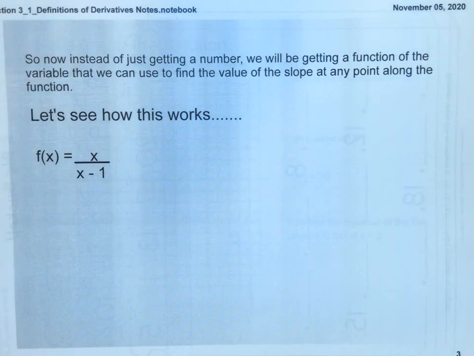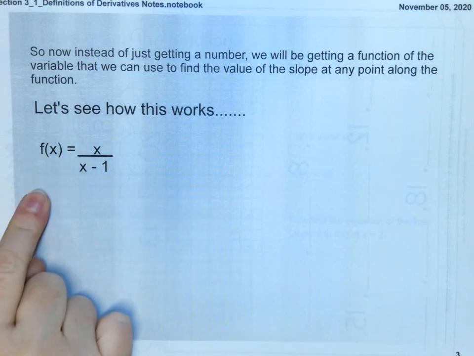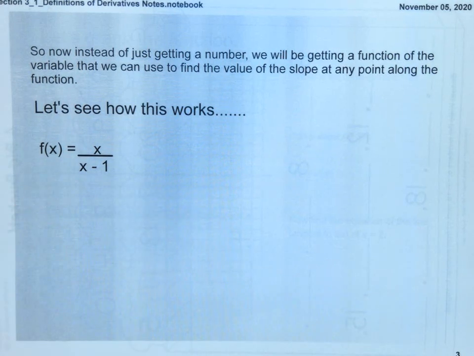Now, instead of getting a number, we're going to end up with a function of the variable that we can use to find the value of the slope at any point along the curve. In the last section, every time we wanted to find the slope at a different point, we had to redo the whole equation. Now we don't. Once we have this equation, we don't have to reinvent the wheel. We just have to keep plugging in the numbers. So let's see how this works.